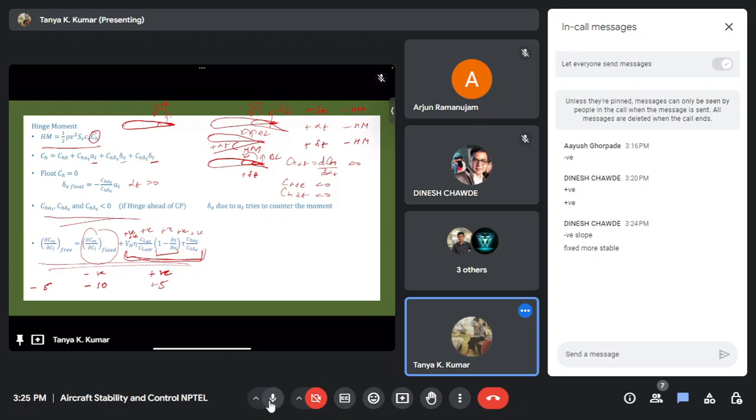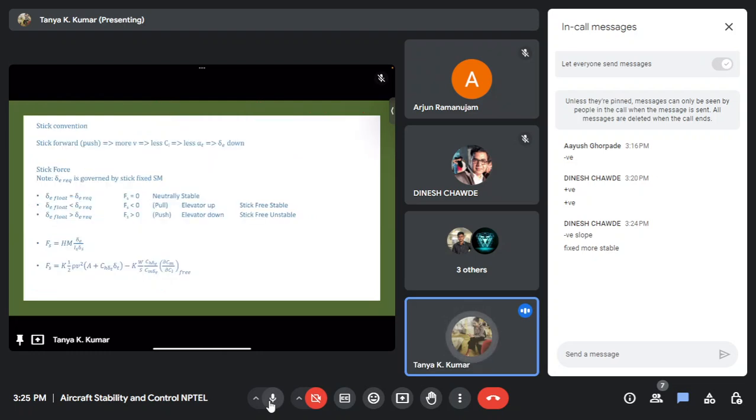Okay, let's go on to the next line. Yeah, so this was again some conventions that we had seen. The stick conventions, when you push the stick forward, this is a general convention. If the question says anything differently, it is different. So we had seen one such question yesterday. I'll repeat the question today. So stick forward push is considered positive.